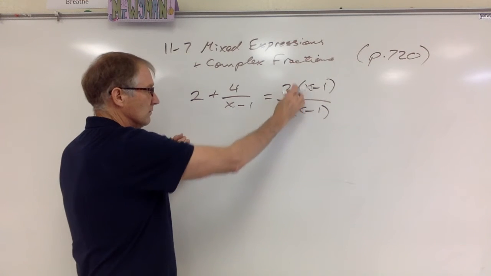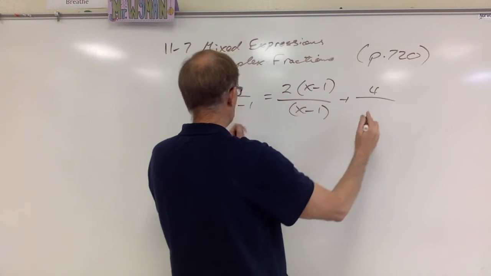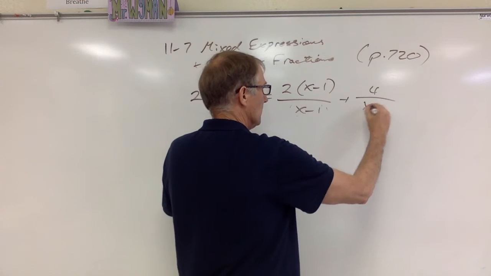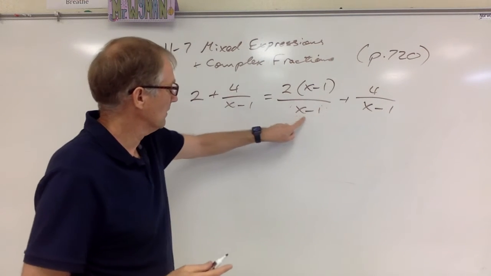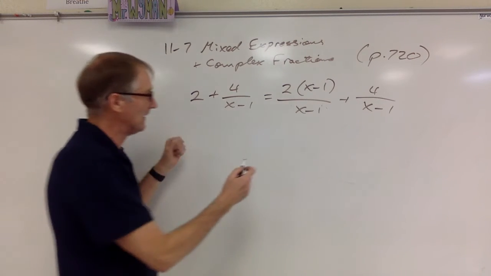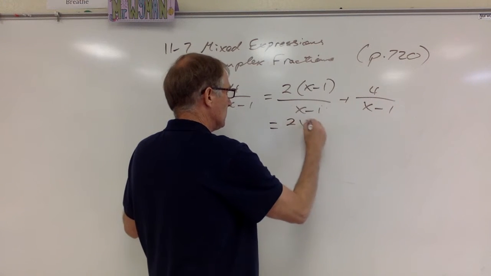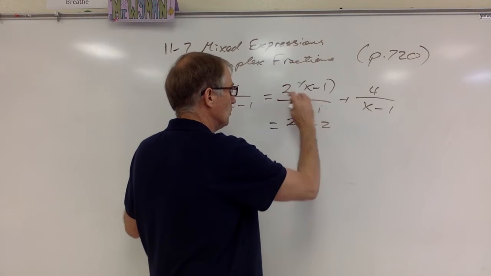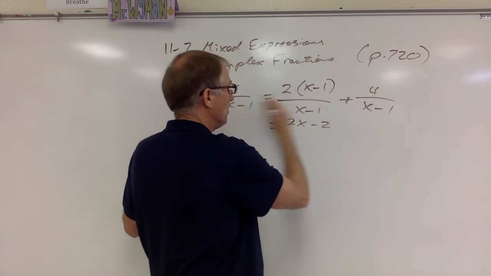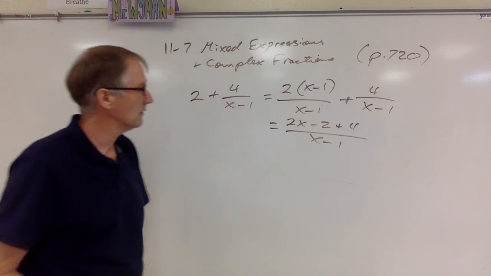And then I have plus 4. I don't need those parentheses, but it does not matter. X minus 1. So this one was already fine. This one, in order to add them, needed the same denominator. Now I can add them up. I'll distribute that 2, so that's going to be 2x minus 2, plus 4, all over the common denominator of x minus 1.